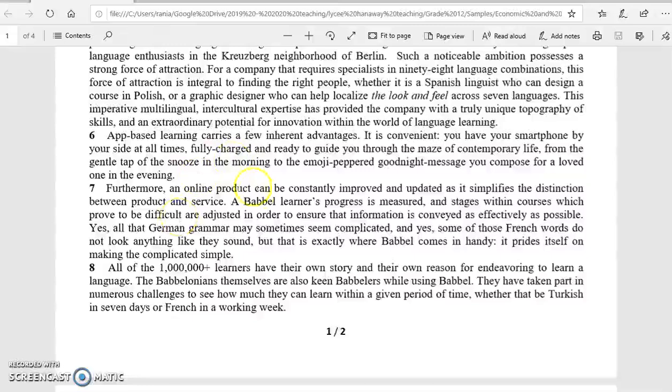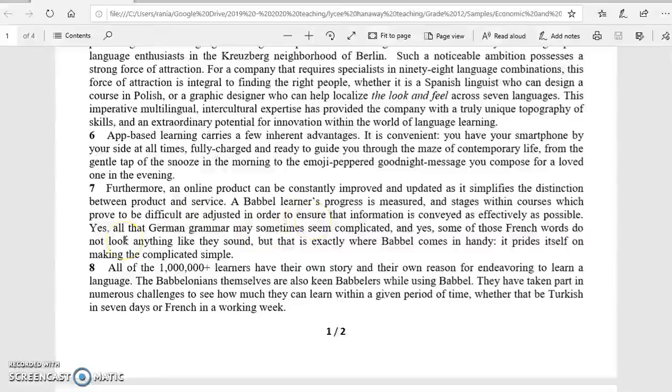An online product can be constantly improved and updated as it simplifies the distinction between product and service. A Babel learner's progress is measured, and stages within courses which prove to be difficult are adjusted in order to ensure that information is conveyed as effectively as possible.